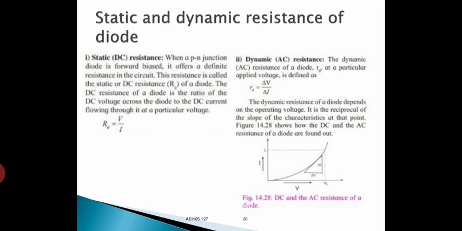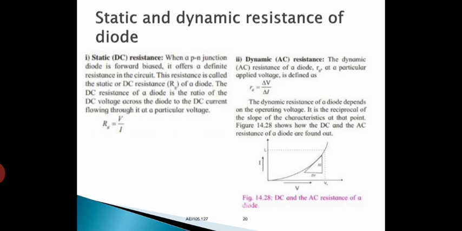Now we discuss static and dynamic resistance of a diode. First we discuss static resistance or DC resistance. When a PN junction diode is in forward bias, it offers a definite resistance in the circuit. This resistance is called the static or DC resistance of a diode. The DC resistance of a diode is the ratio of DC voltage across the diode to the DC current flowing through it at a particular voltage. Therefore, Rs is equal to V upon I.